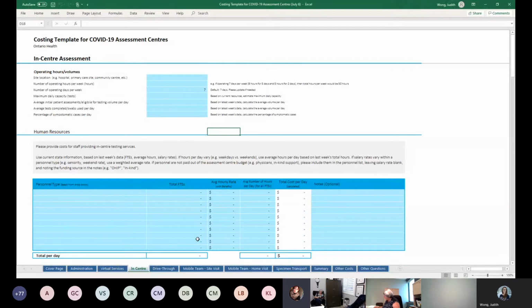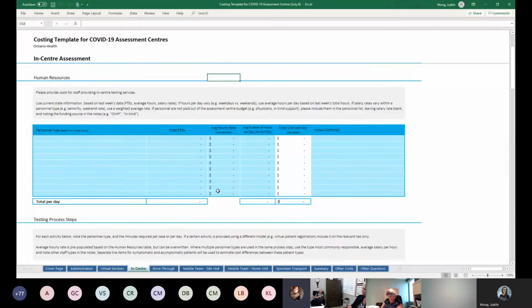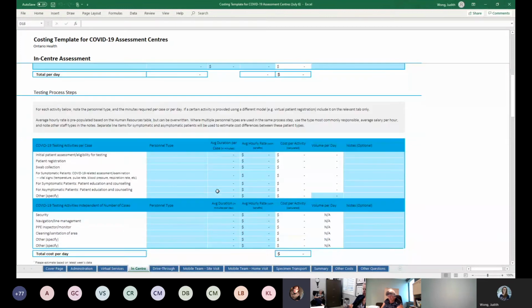Next one, it looks as if you can only enter one staff type. For example, for symptomatic patients, patient education and counseling, we have students, nurses, NPs, and physicians providing this information. You can only enter one personnel type. How do you enter more?